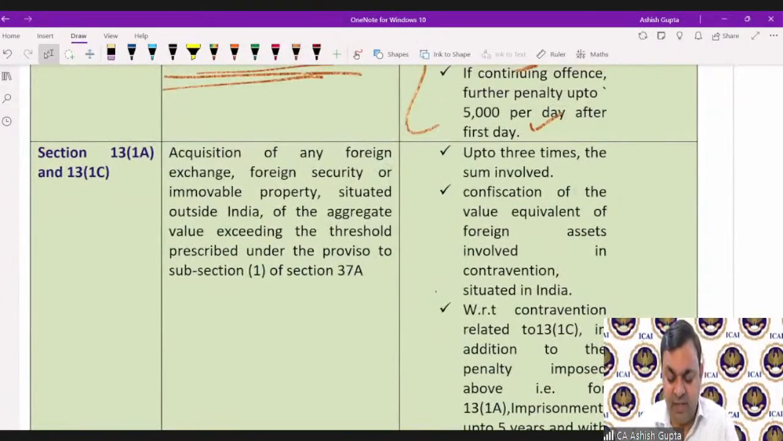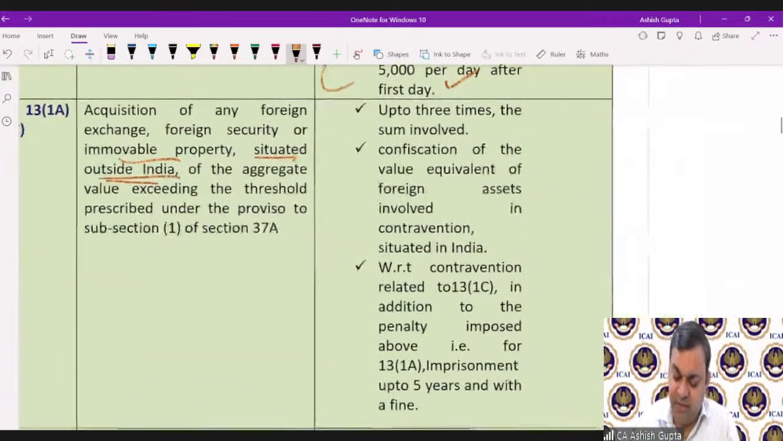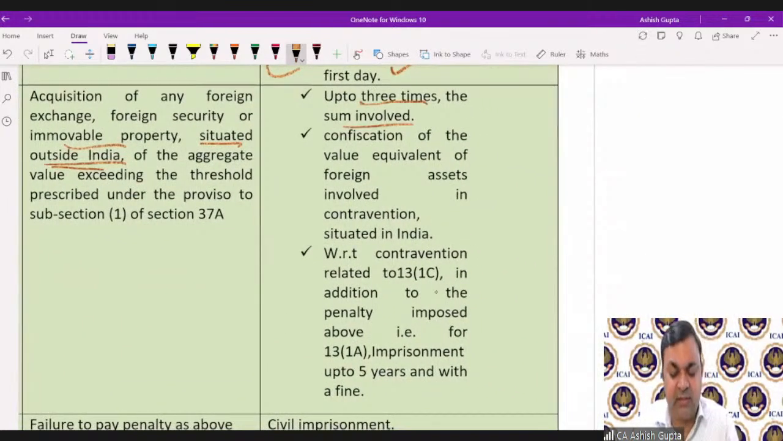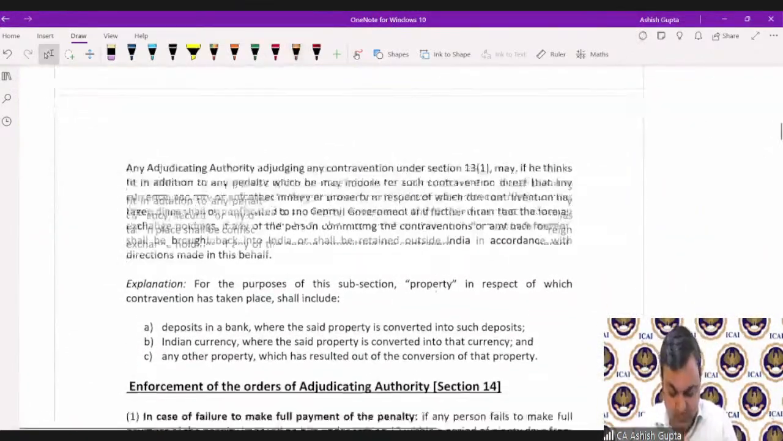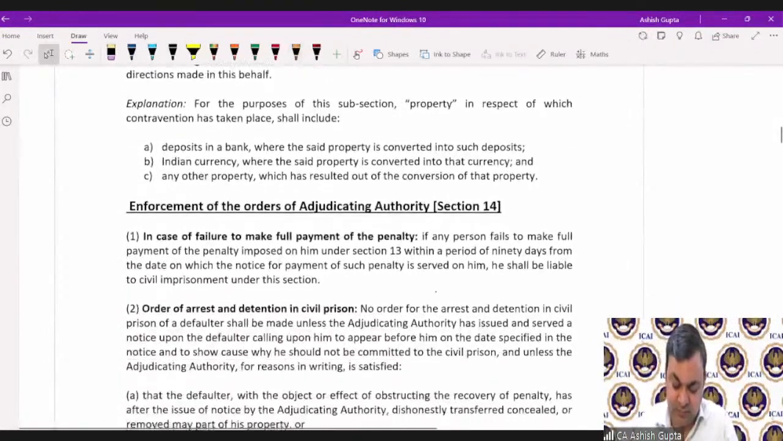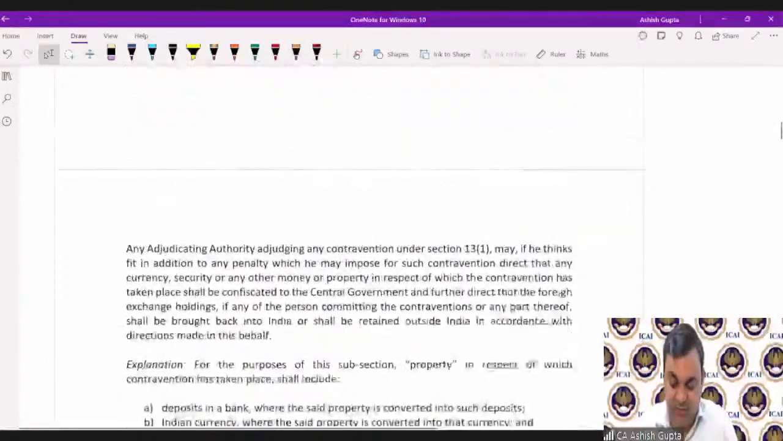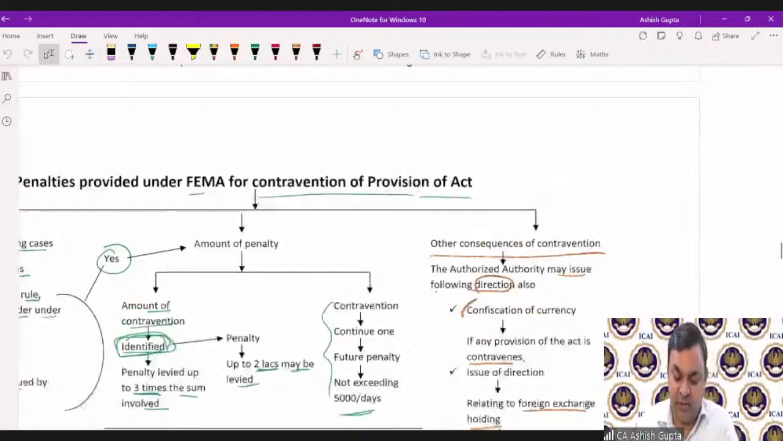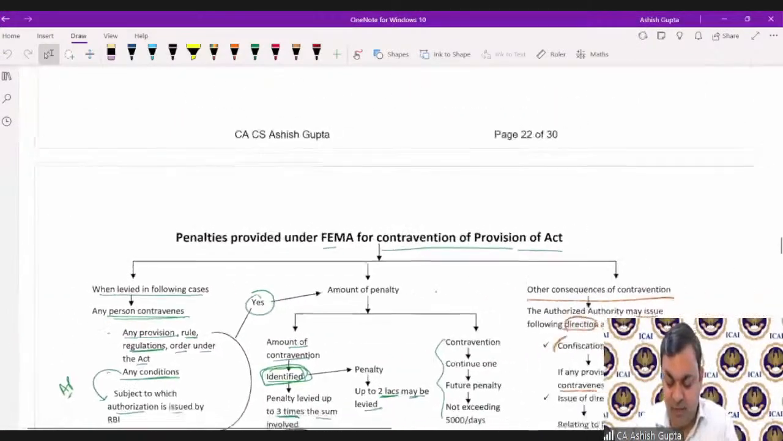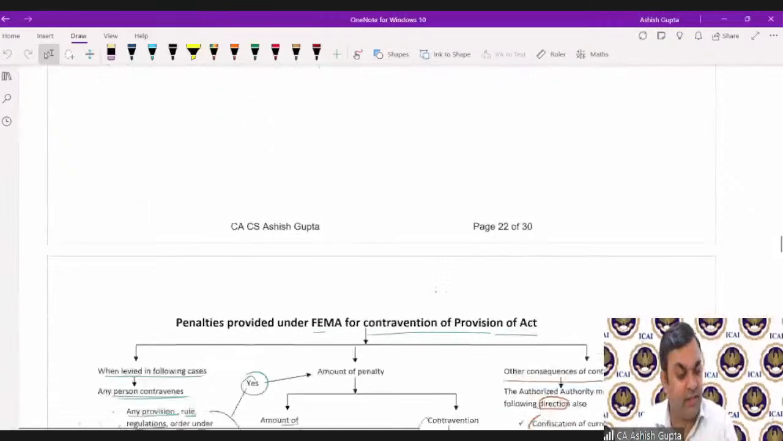Okay. And section 13 deals with the acquisition of foreign exchange, foreign securities, or immovable property situated outside India. Then there is a penalty of up to 3 times the sum involved. Confiscate कर लेंगे हम आपकी प्रॉपर्टी को, और imprisonment है up to 5 years तक with fine. Okay, I think that is clear. So this is clear: the penalty provided under FEMA for contravention, along with section 16.